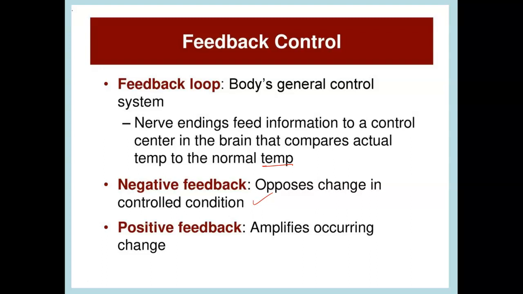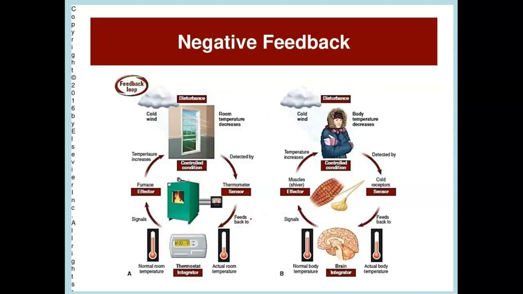Now there are other systems like blood clotting or childbirth, where positive feedback occurs. This amplifies a change in the body until the change is complete. We'll talk about that later. Let's start with negative feedback.